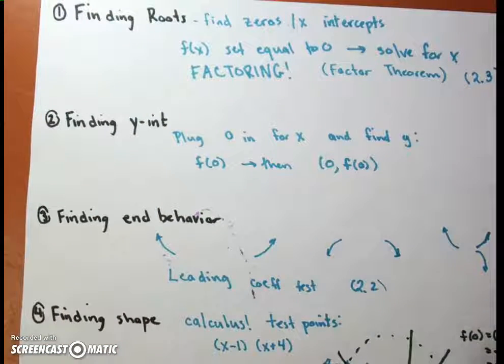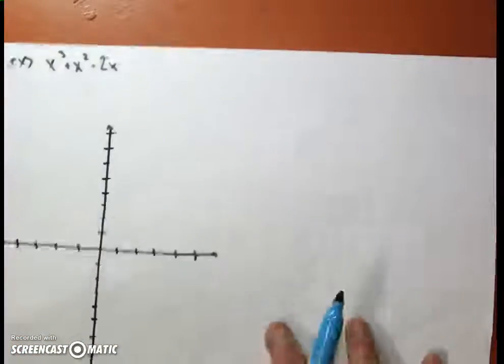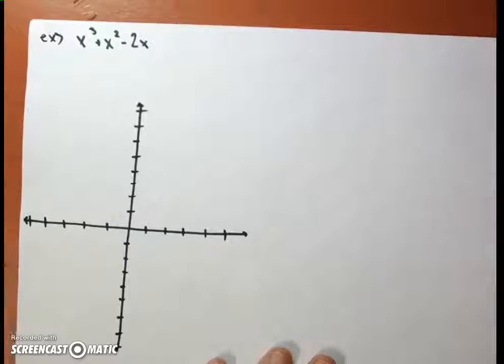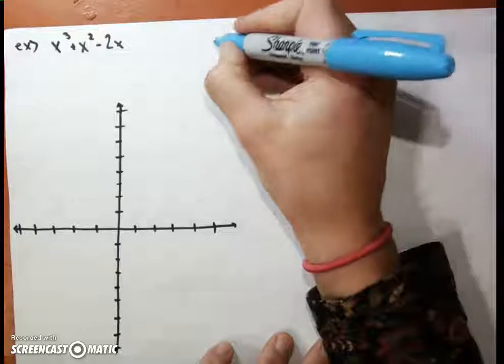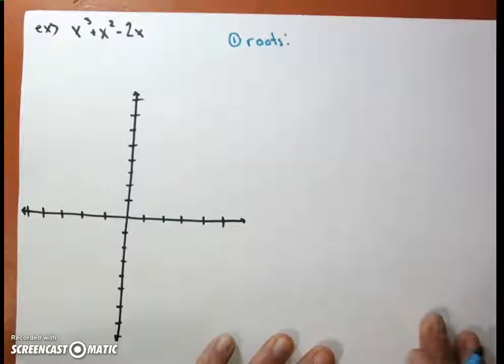We'll try to get through one more example quickly, and if we get stuck, then I'll finish it in another video. So here's our other example. I want to graph x cubed plus x squared minus 2x. So my first step is to find roots. To do that, I'll factor.